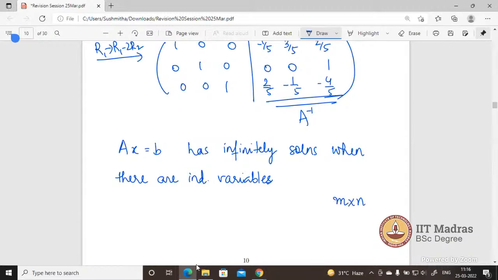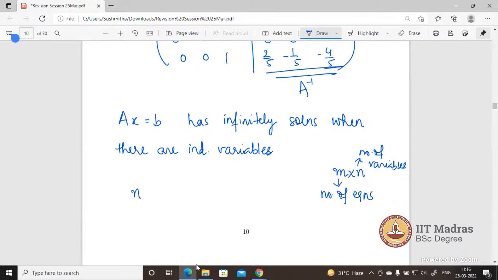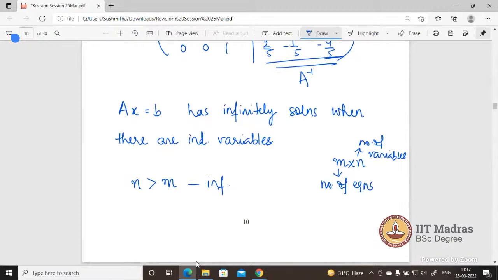So if it is an m by n matrix, we can say that the number of equations is m and the number of variables is n. And n is greater than m. Then can we blindly assume that this system of linear equations will have infinite solutions? Because if we go to the row echelon form, obviously there will be non-pivot columns, right? So when n is greater than m, you have more variables.